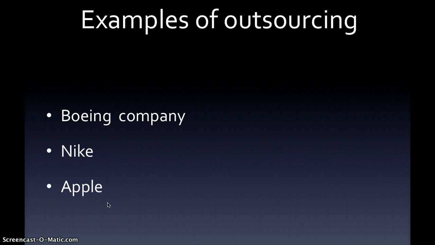As we know, outsourcing is a popular way to manage a company. Let me give you some examples. Boeing Company is the biggest airplane manufacturing company in the world. But Boeing just produces airfoils. Other parts of the airplane, Boeing doesn't produce. Boeing gives this work to other suppliers.